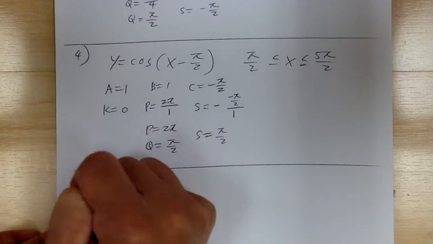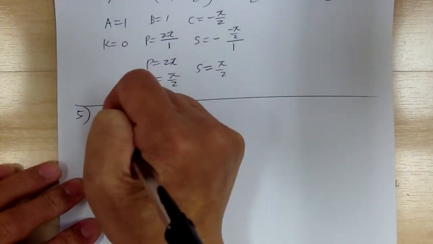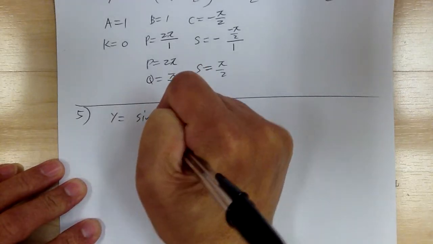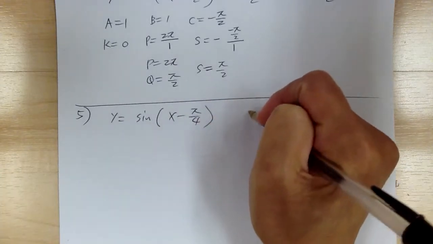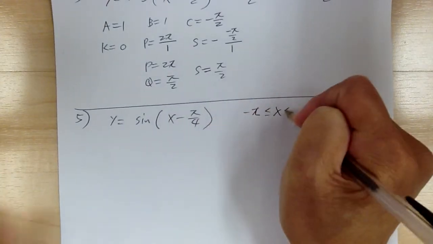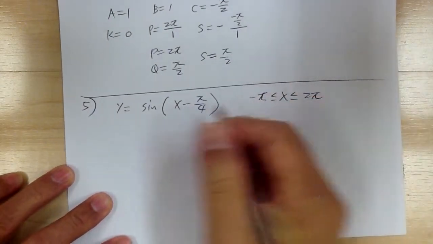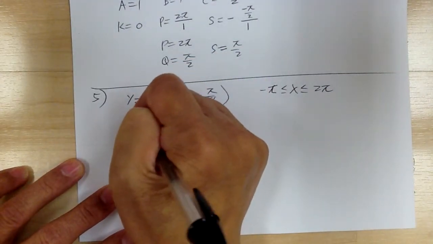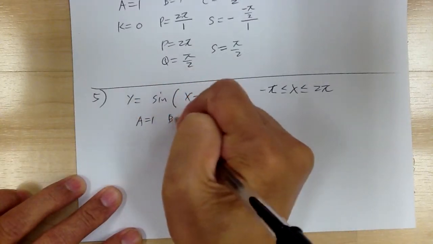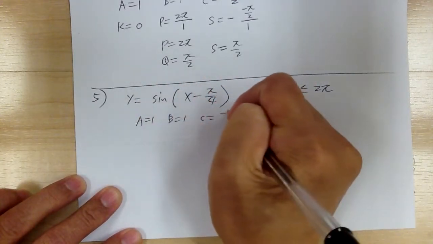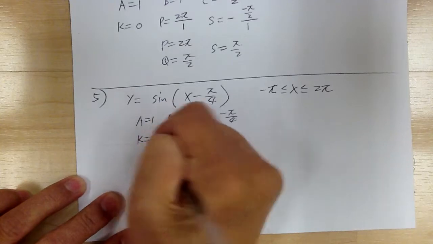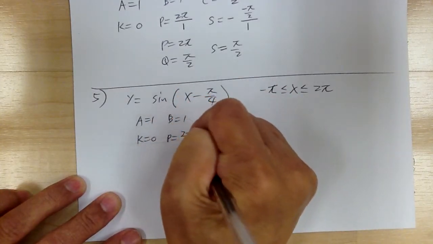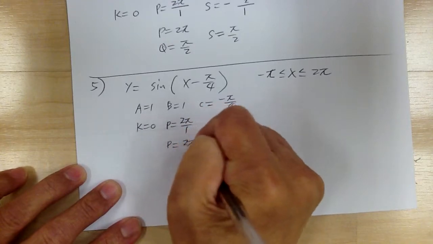Okay, let's go to number 5. You have y equal to sine of x minus pi over 4, and you want to go from negative pi to 2 pi. Let's get all the information. A equal to 1, that's a. B equal to 1, that's b. C equal to negative pi over 4, so again that's a, b, c. K equal to 0. Period equal to 2 pi over b, so period equal to 2 pi.